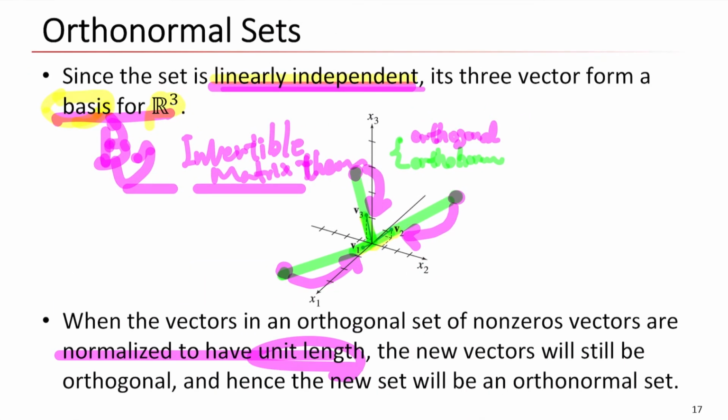So by normalizing the arbitrary set of vectors to unit length, those projected vectors will be the orthonormal set. Okay, so this is the concept of the orthonormal set.